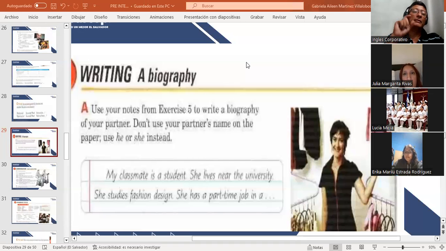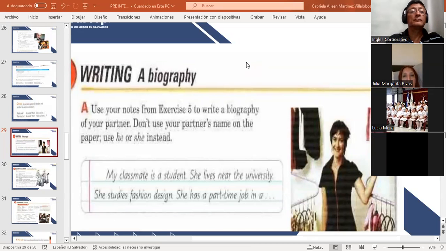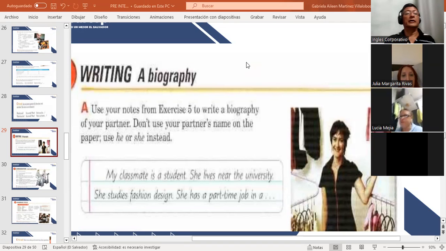I want you to write that information on the chat. Understand the activity? Yes, teacher. Okay, write it on the chat, please. Everything in the third person, okay? The verbs with S.